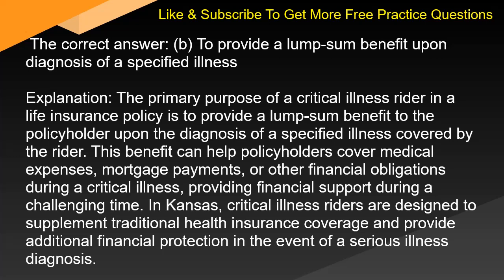Explanation. The primary purpose of a critical illness rider in a life insurance policy is to provide a lump sum benefit to the policyholder upon the diagnosis of a specified illness covered by the rider. This benefit can help policyholders cover medical expenses, mortgage payments, or other financial obligations during a critical illness, providing financial support during a challenging time. In Kansas, critical illness riders are designed to supplement traditional health insurance coverage and provide additional financial protection in the event of a serious illness diagnosis.